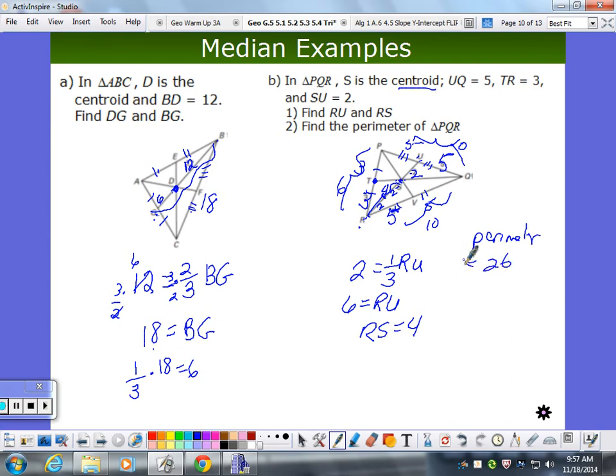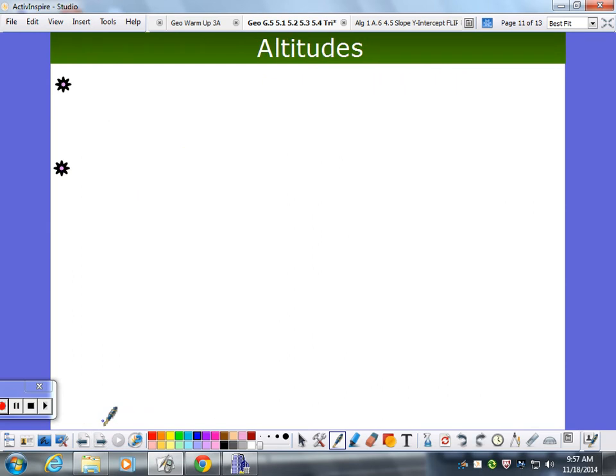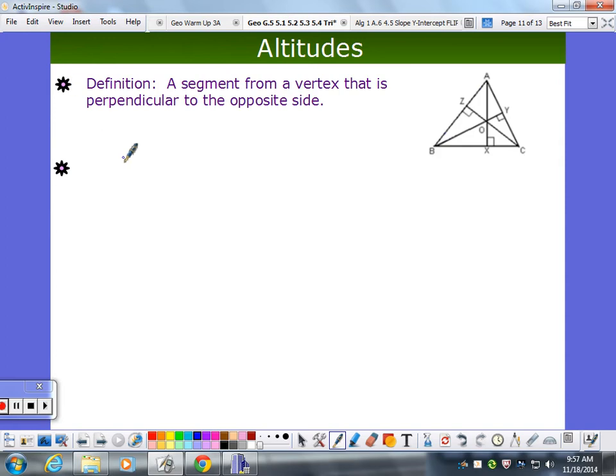Good. Excellent. Very nice. Medians. Okay, last one. Last one. Promise. Okay. Altitudes. Altitudes are kind of an important thing, and they will remain important.